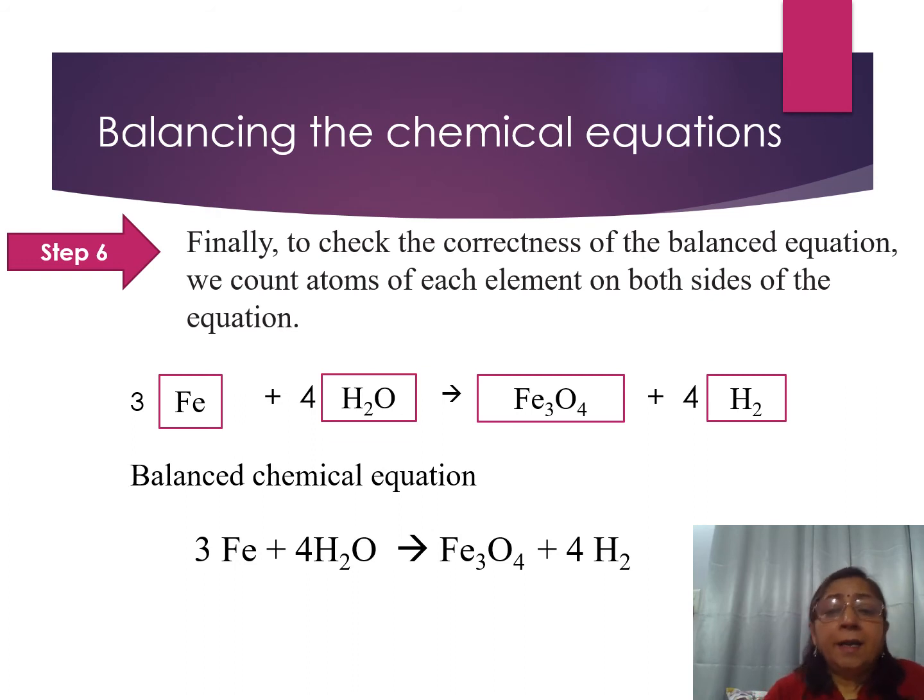Finally, to check the correctness of the balanced equation, we count the number of atoms of each element on both sides of the equation. Here iron is 3 in the reactant, and in the product also 3 atoms. Hydrogen 2 multiplied by 4, so 8 atoms, and hydrogen 4 multiplied by 2, 8 atoms. Oxygen 4 atoms in the reactant, and in the product 4 atoms. So the balanced chemical equation is 3Fe plus 4H2O. This gives Fe3O4 plus 4H2.